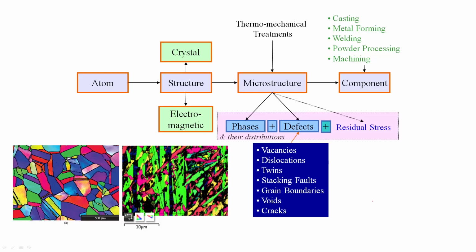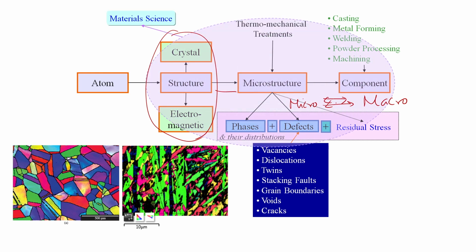So, this is something I showed you, that atoms are the basic unit, they form crystals, form microstructures or structures, and then it forms a component. So, this is macro scale and this is micro scale. There is a connection between these two, which is basically trying to understand that microstructure will consist of phases and defects, and defects can be vacancy, dislocation, twins, grain boundaries, voids, cracks, everything, and this can be controlled by these processes: casting, metal forming, powder metallurgy, welding or machining.